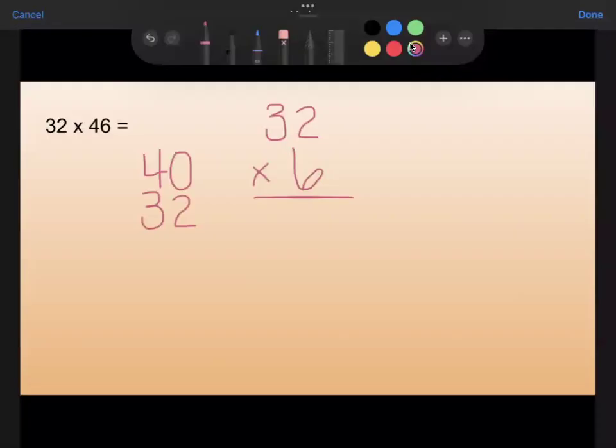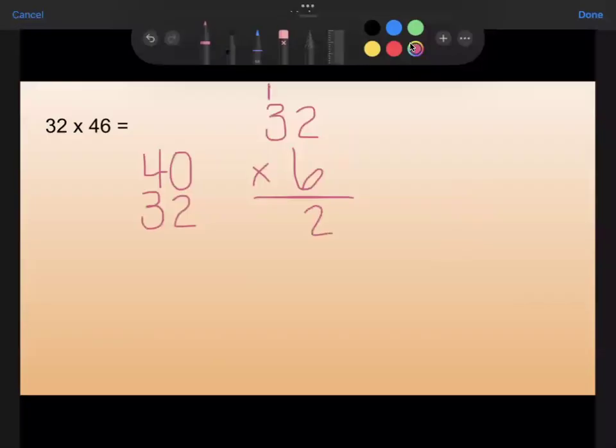Let's do 32 times 6. 2 times 6 is 12. And whenever you have a two-digit answer, you need to drop the number in the ones place down and put the number in the tens place over and regroup it to the next place value. So I'm going to split up the 12 by putting the 2 here and the 1 up here. Okay, my next step is, and I'm going to erase these.